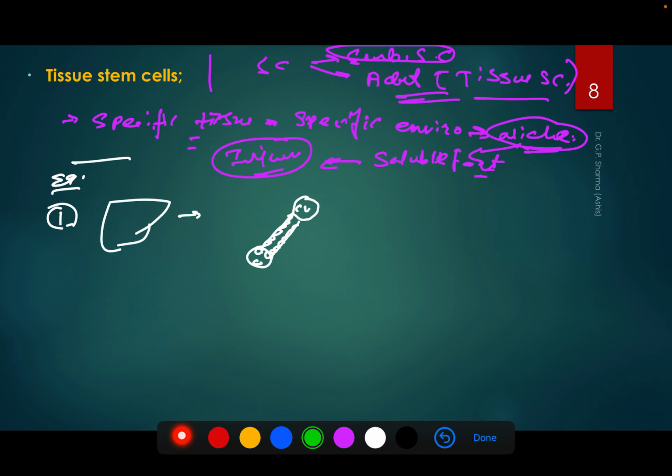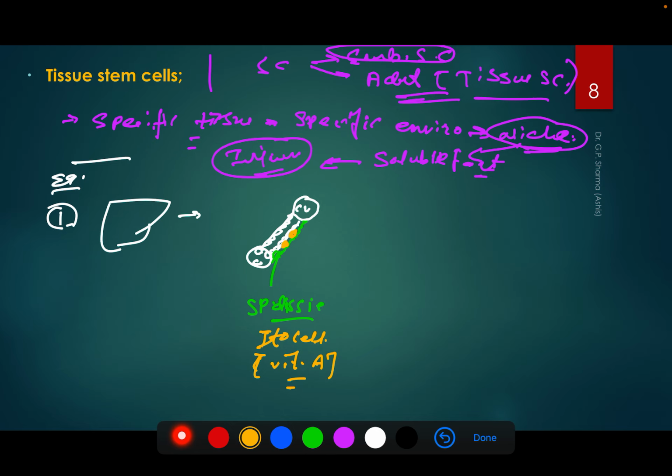And below the sinusoid, we have this space over here. This space is called what? Space of Disse. This space of Disse has a specific cell present over here. This cell is called what? Ito cell. This Ito cell is a vitamin A storing cell, and it also works as the stem cells or precursor cells for the hepatocytes.